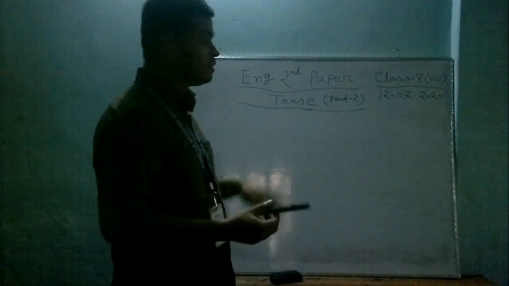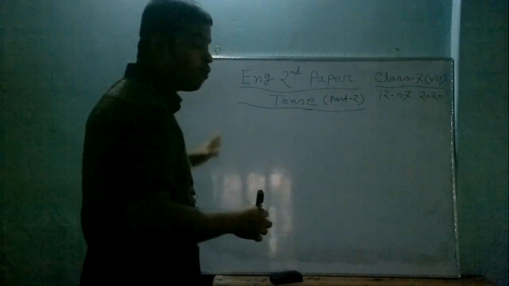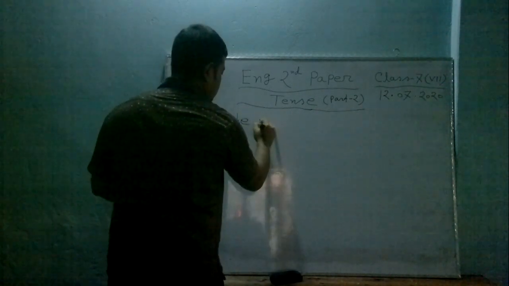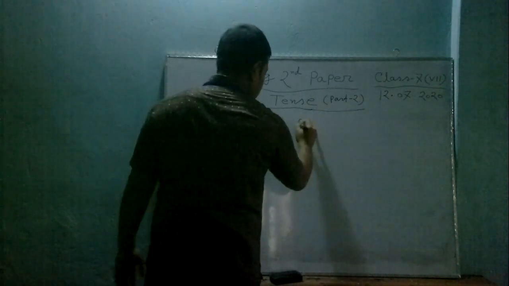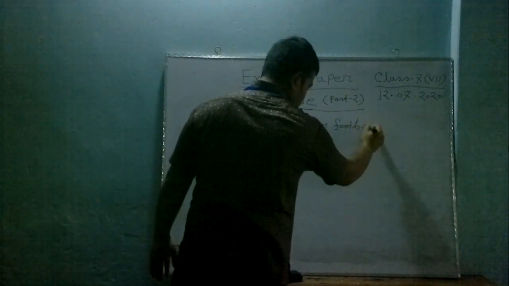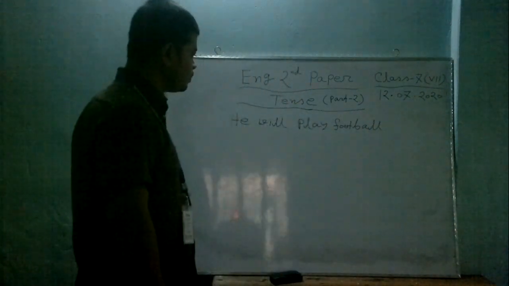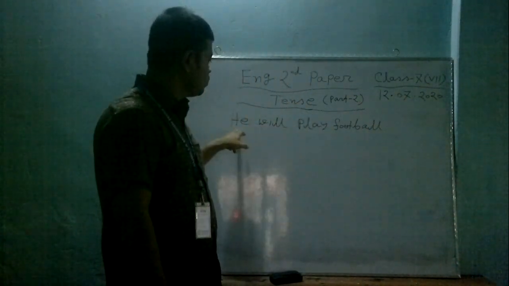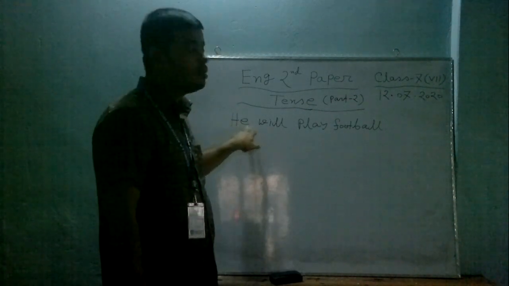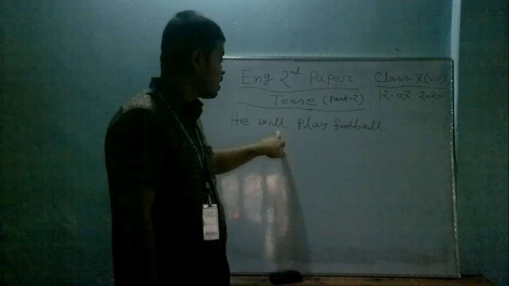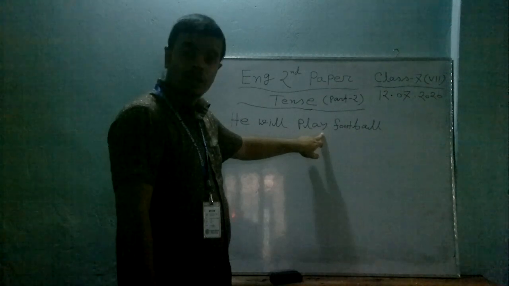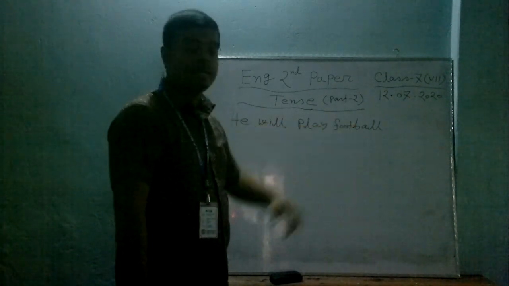Now we can make the same sentence in future tense by following the structures. He will play football. This is one kind of sentence for future indefinite tense. The subject is he, then the future indefinite tense structure has the auxiliary verb will, then the verb in present form, play, and then football.